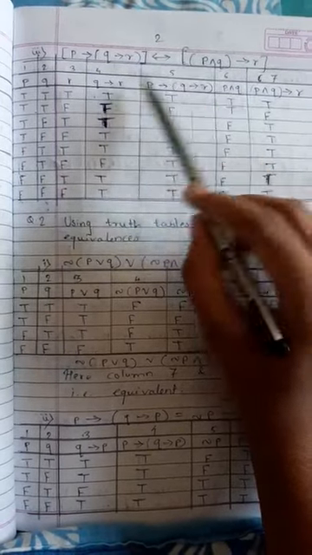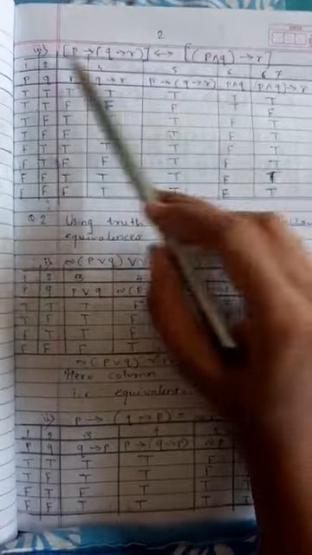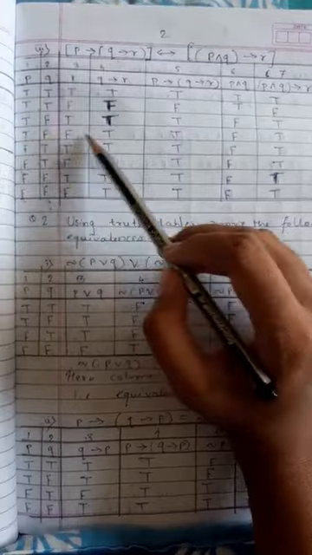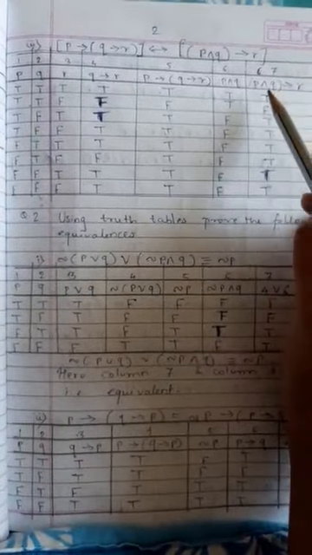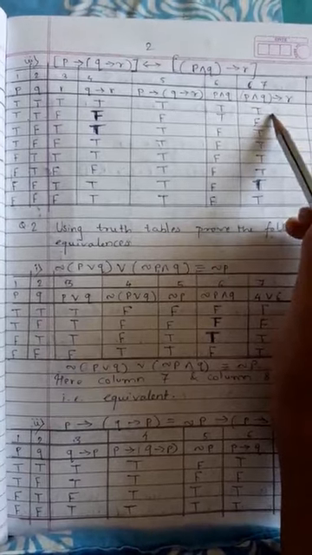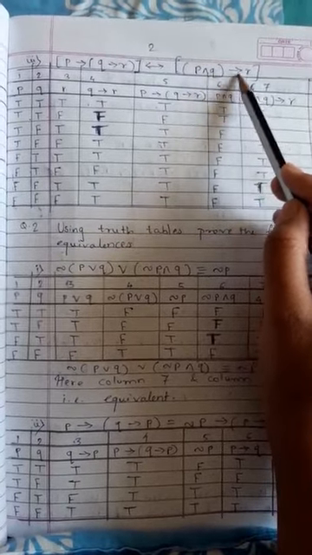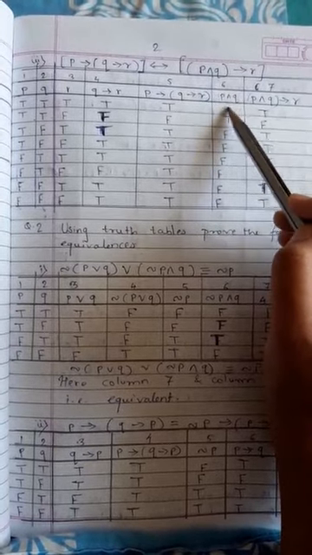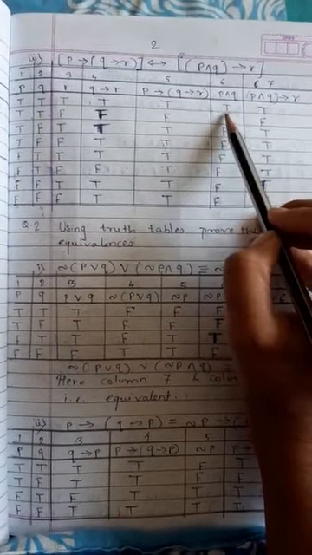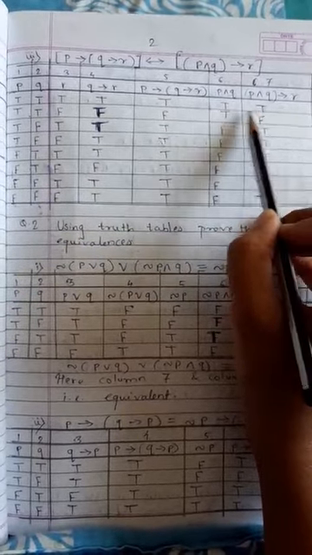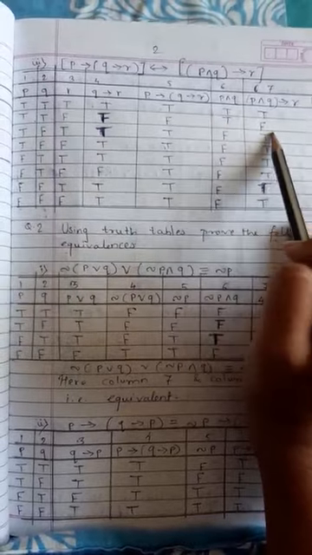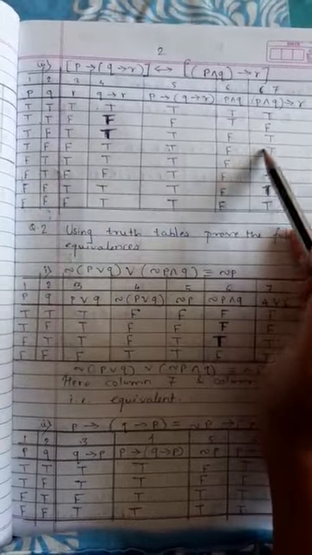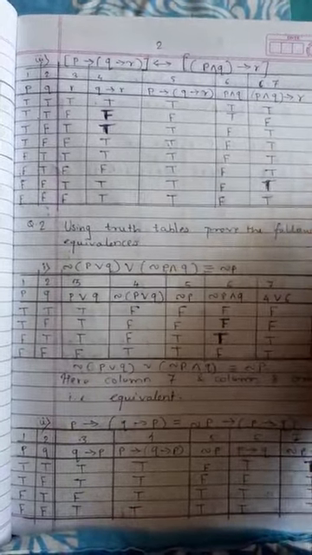So P and Q: we know that T and T is T, T and F is F, F and T is F, and so on. The next column is P and Q implies R, that is, we take P and Q together with an implication to R. So T implies T is T, T implies F is F, F implies T is T, F implies F is T, F implies T is T, and so on.